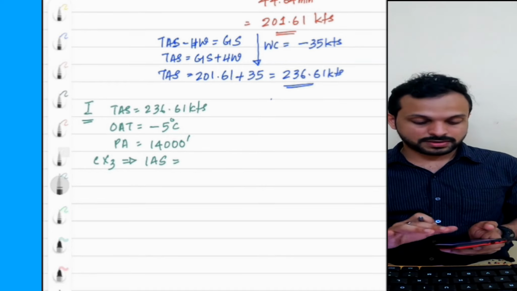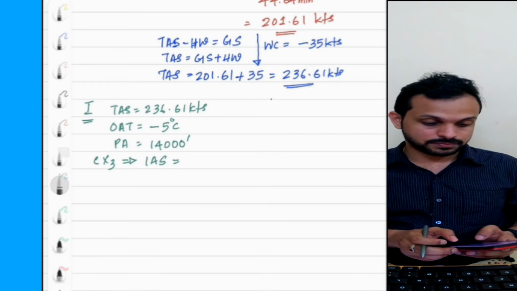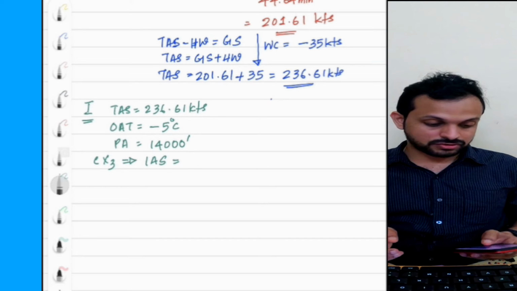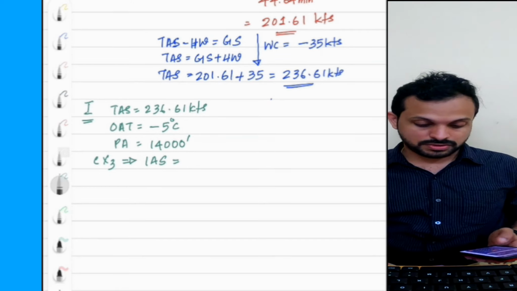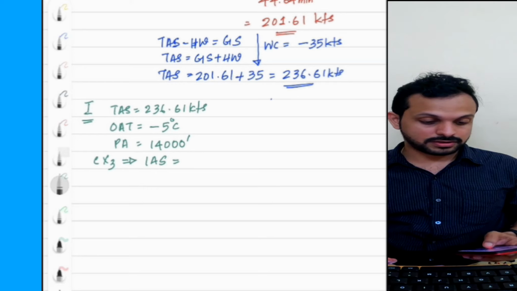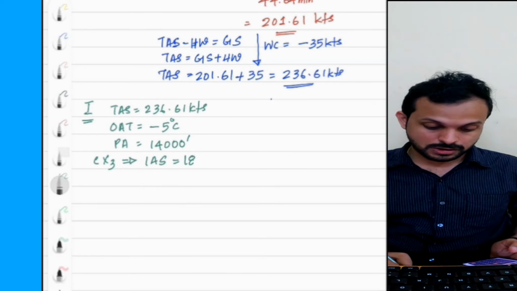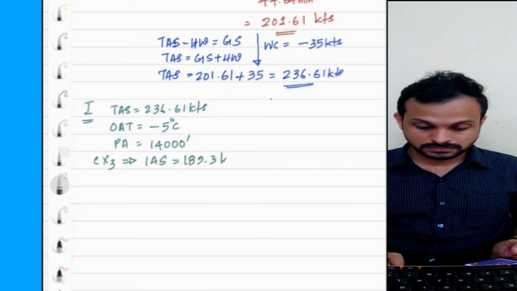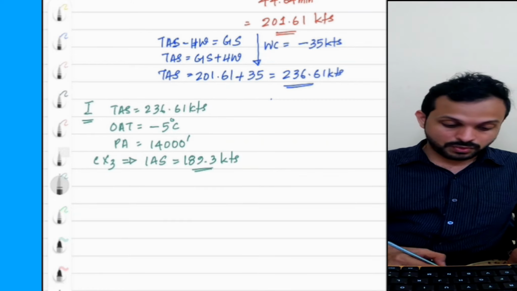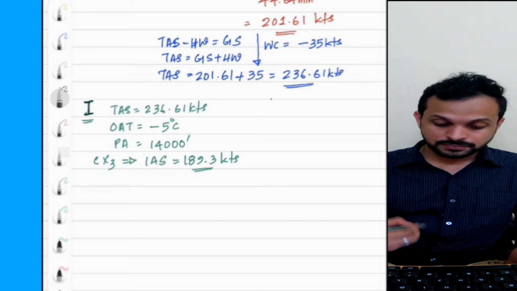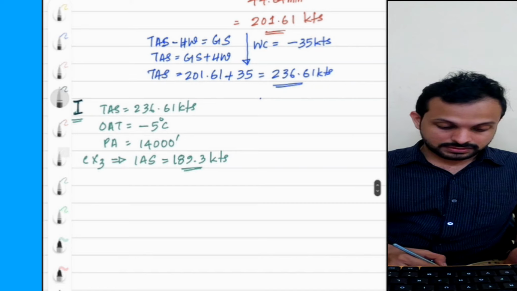Let's go all the way back, and the TAS is now 236.61, and outside air temperature is minus 5 degrees Celsius. CAS is something we should find out, and pressure altitude is 14,000 feet, and that's going to give you a calibrated airspeed, which is the indicated airspeed, of 189.3 knots. Right now, there is a different way by which you can find out the indicated airspeed. Let's see that.